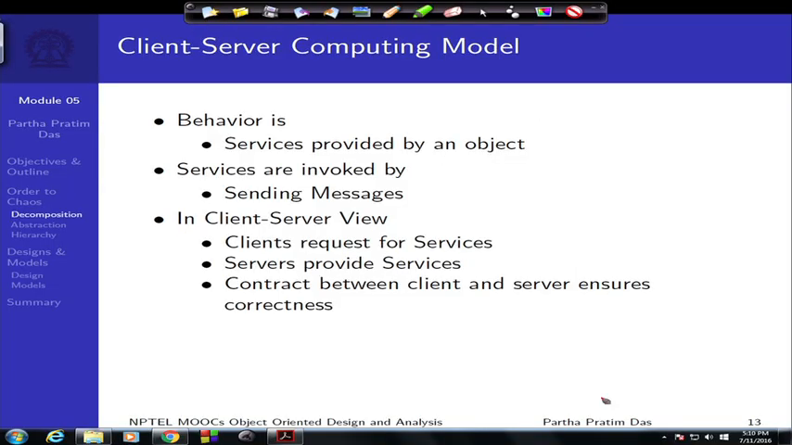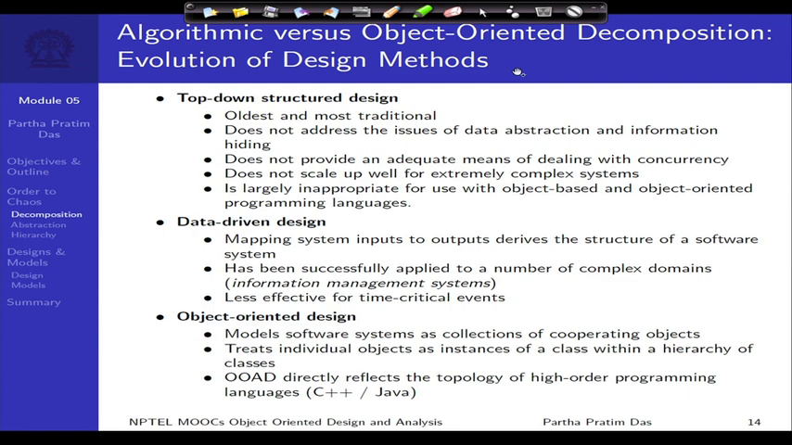I discussed it a little bit so that as we go forward and keep on doing more of how complex systems are designed, we will have this particular model in the background. So, we have discussed the basics of algorithmic decomposition and object oriented decomposition, and we will next take a look at how they compare based on their historical evolution.